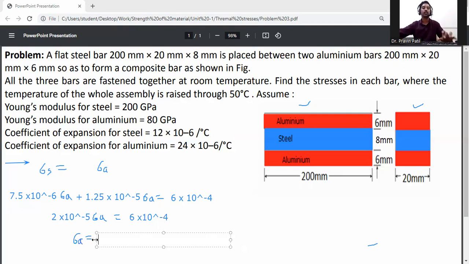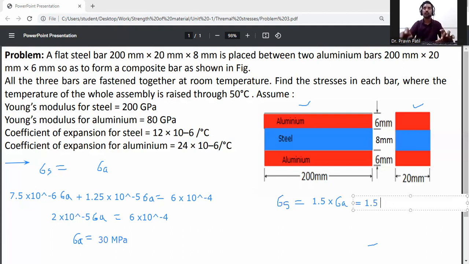It is Newton per mm square, that means it is 30 MPa. But sigma S, we know that sigma S is equal to 1.5 sigma A, so put the value here, 1.5 into 30. So sigma S is equal to 45 MPa. So stress in aluminum is 30 MPa and stress in steel is 45 MPa.